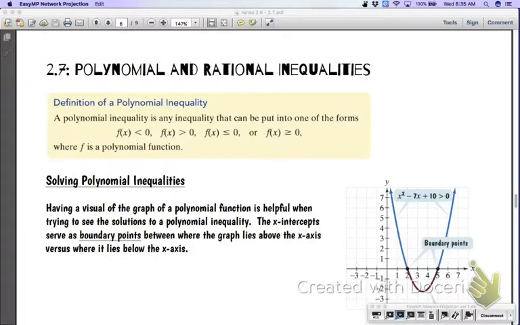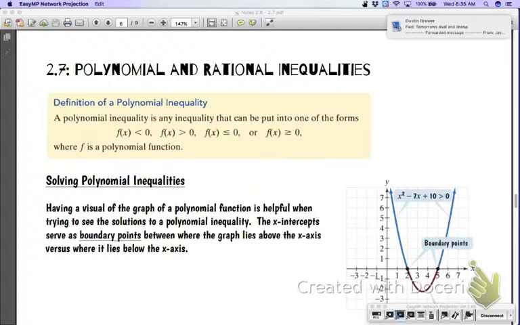So with 2.7, it deals with polynomial and rational inequalities. The biggest thing that we'll talk about today are going to be polynomial inequalities, and then we'll hit rational tomorrow. So whenever we have a polynomial inequality, basically you have four things that can happen.